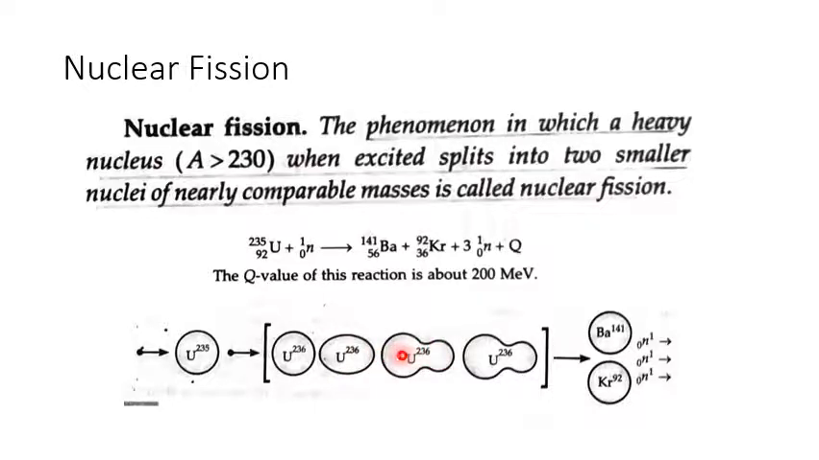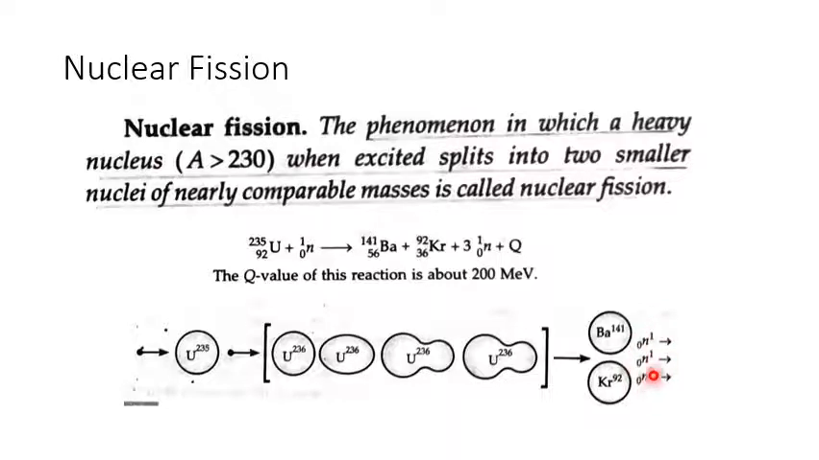So what happens? The deformation in the shape of the nucleus is taking place. If the deformation in the shape of the nucleus is taking place, what does it mean? The nucleus is becoming unstable and it is slowly disintegrating into two daughter nuclei. One will be your barium, which has a mass number 141. The other one will be your krypton, which has mass number 92. Along with this, it emits 3 extra neutrons.